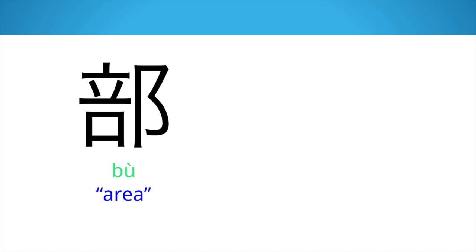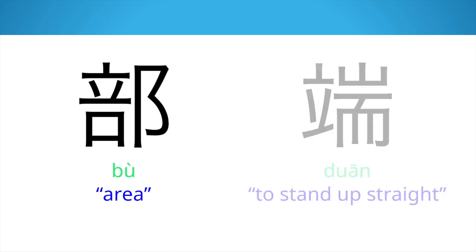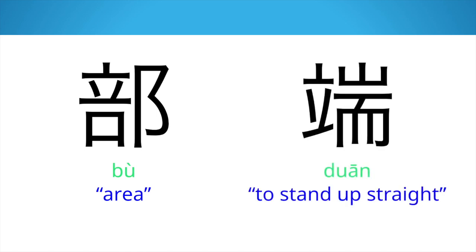Already, we can see that the notion of functional component is a relative one. In Bu, Li is a non-functional component, while in Duan, it is a functional component. Actually, radicals also work this way. Just because a component appears in the list of radicals does not mean that it's a radical in every character that it shows up in.